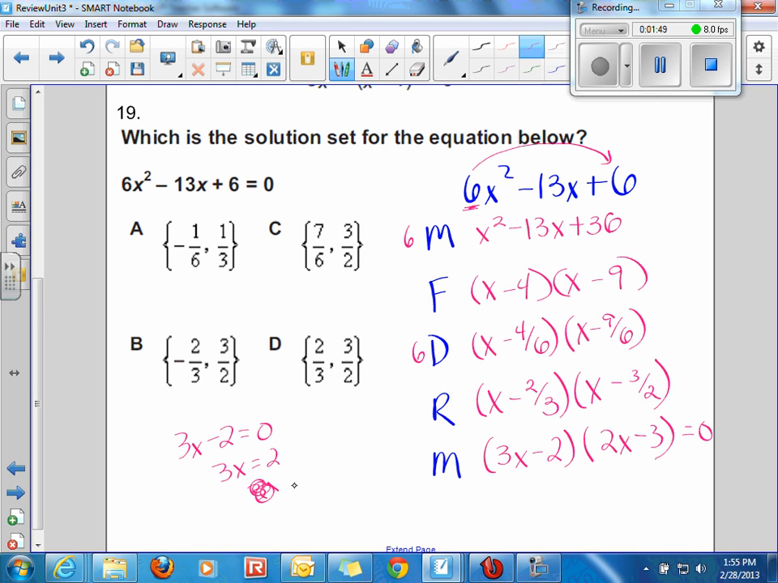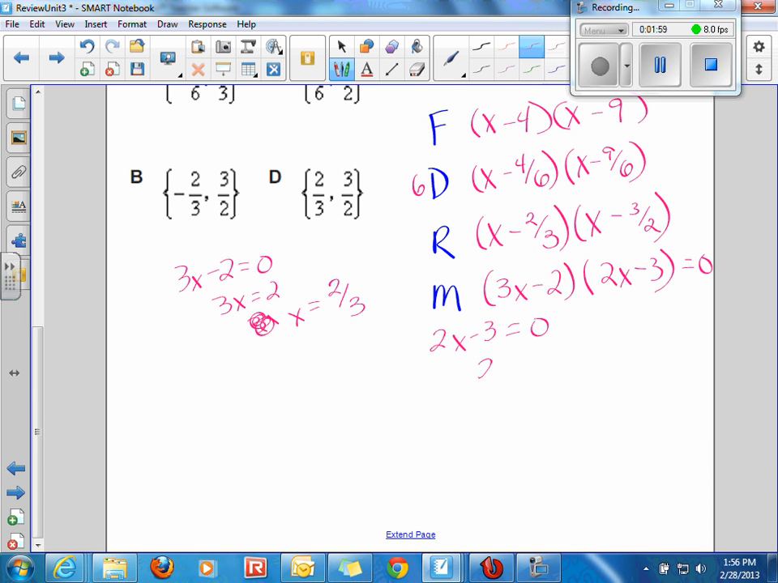Whoops. So divide by 3 there. X could be 2/3. That's one of my solutions. And the other solution, you would add 3, divide by 2, 3/2 is the other one. So 2/3 or 3/2. So D.